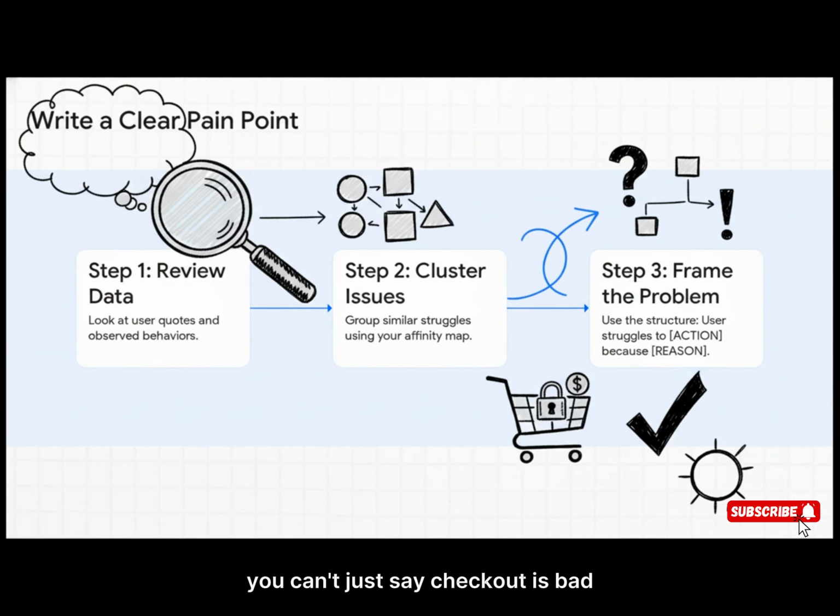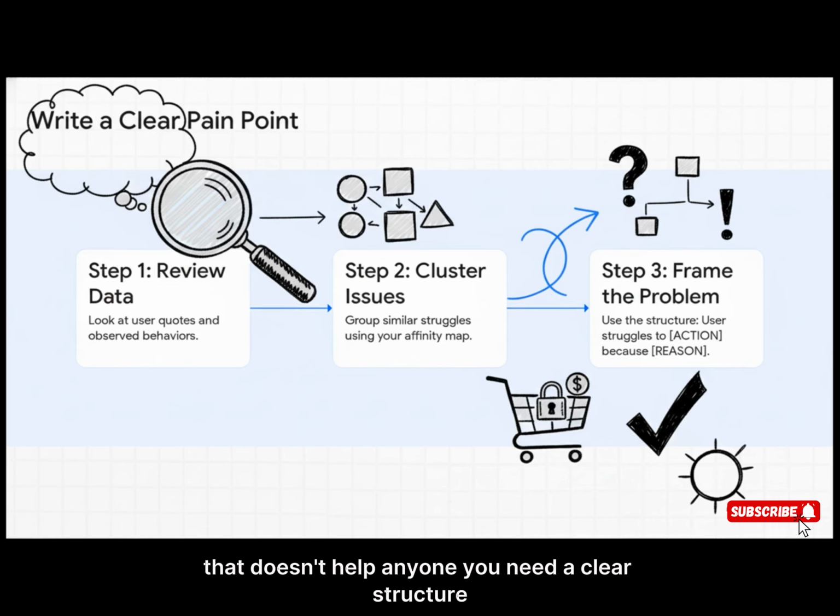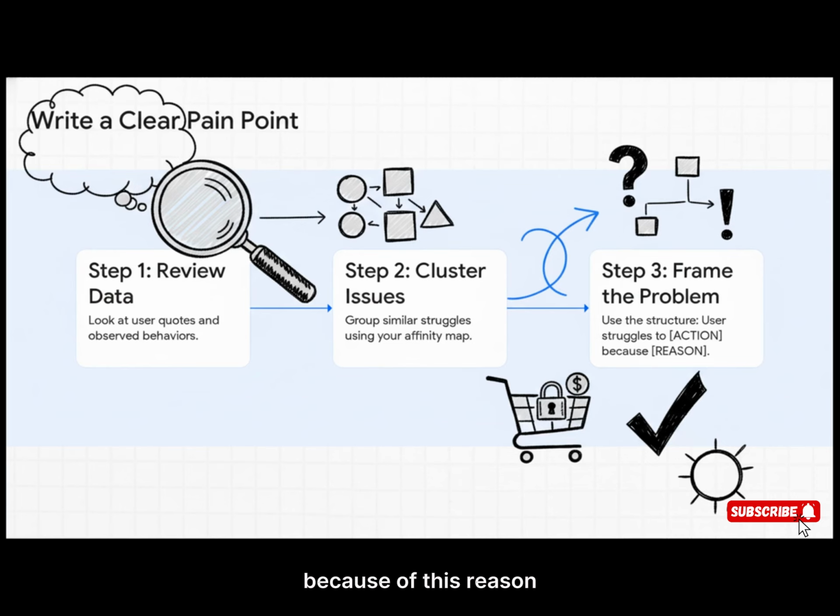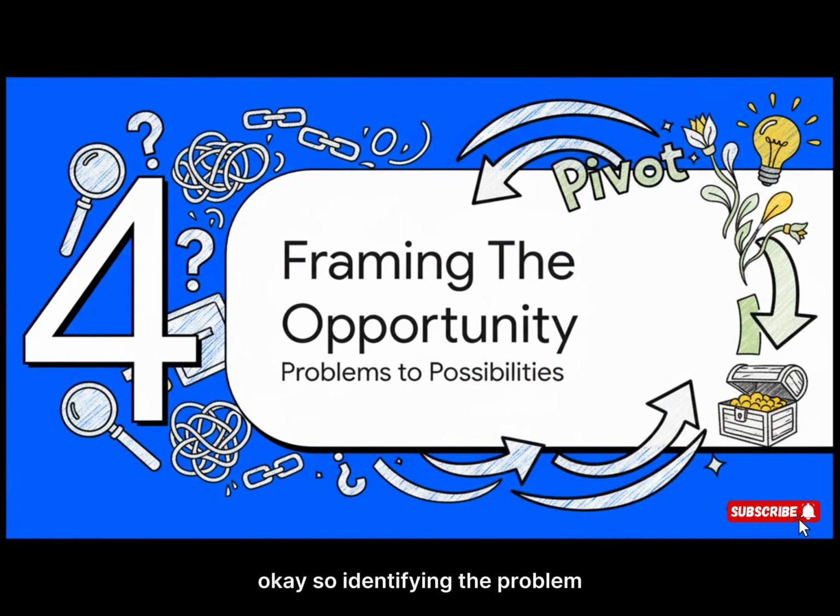You can't just say checkout is bad. That doesn't help anyone. You need a clear structure, something like a user struggles to do this action because of this reason. That gives your team a real, concrete problem they can actually go and solve. Okay, so identifying the problem, that's half the battle right there. But now for the fun part.